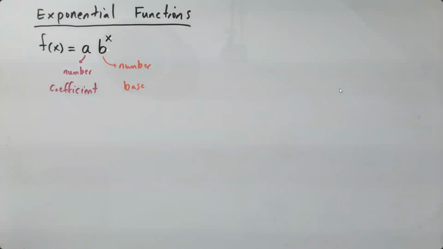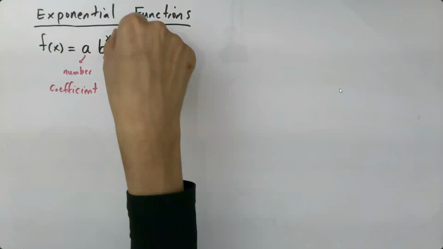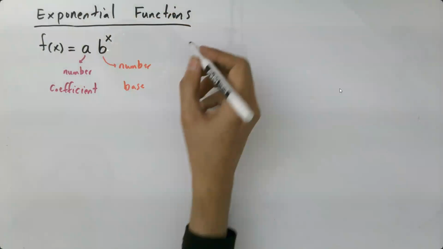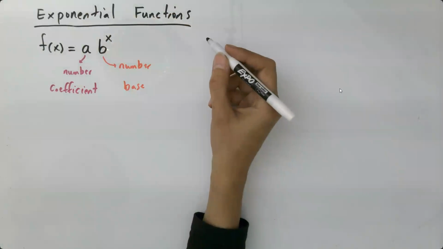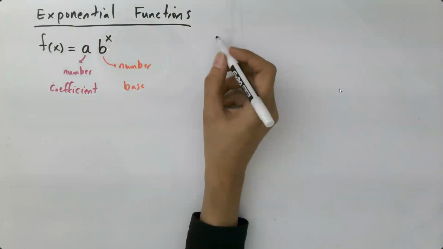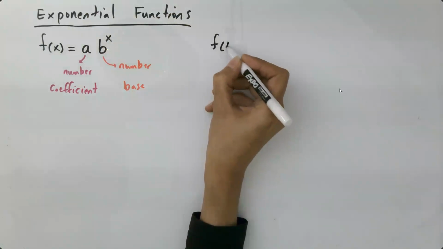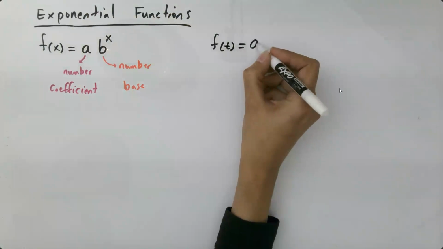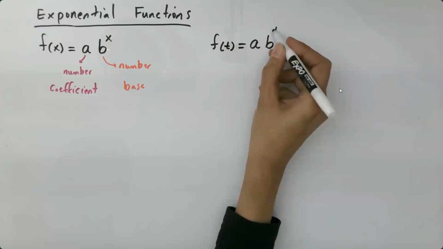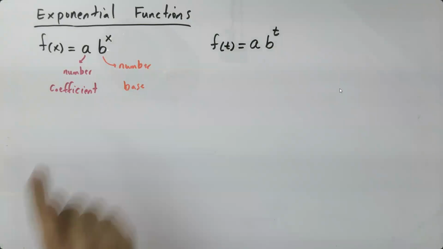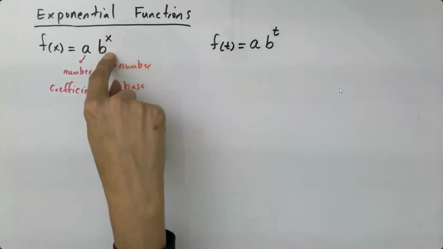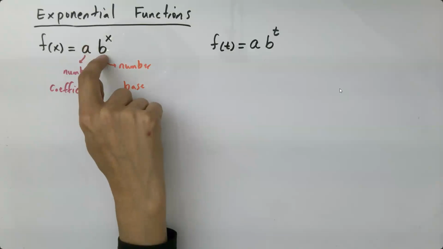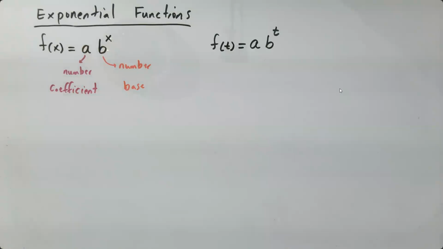Remember that when you're dealing with exponential functions, the exponent is a variable. The exponent is x. In physics, or when you're in calculus class, or if you want to use a different variable, you can represent t as the independent or free variable. It has the same meaning, a times b to the t power. A is a number which is outside. B to the x is the base, and x is the power, the exponent.